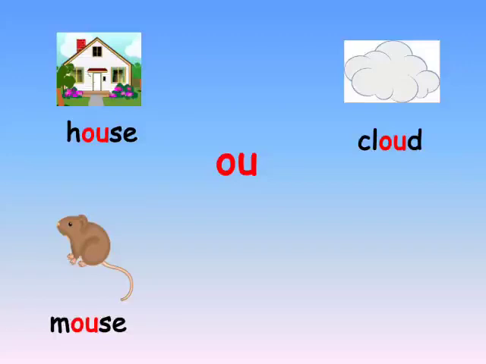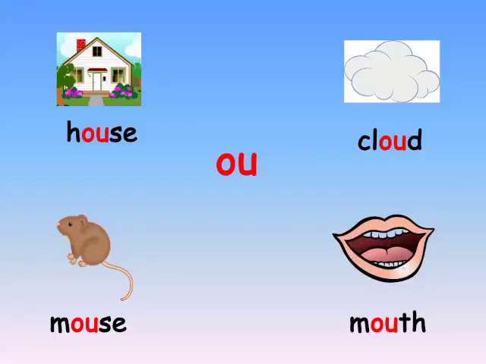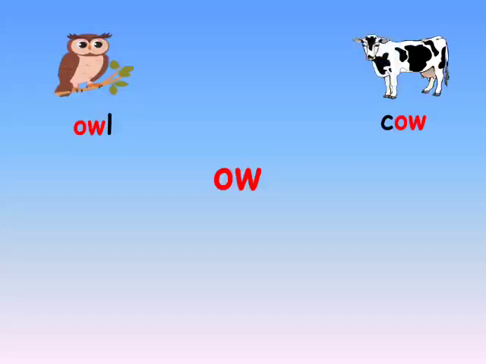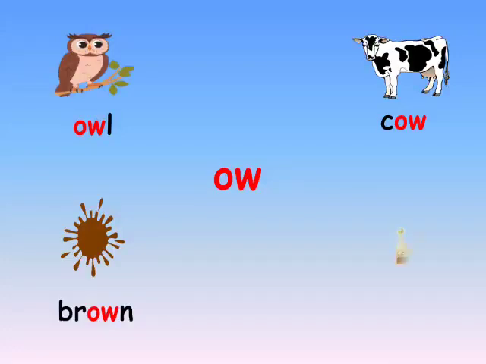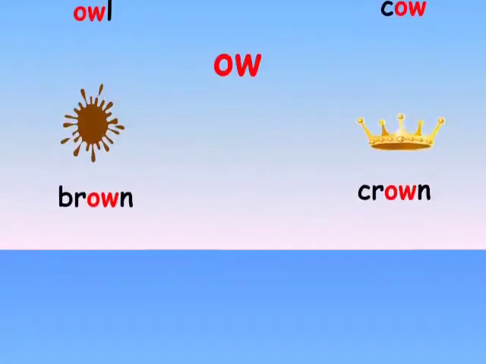Mouse. Mouth. Again, house, cloud, mouse, mouth. O W sound words. Owl. What's the first picture? Owl. Cow. Brown. Crown. Again, owl, cow, brown, crown.